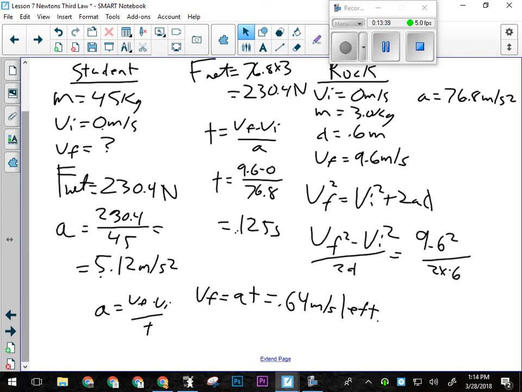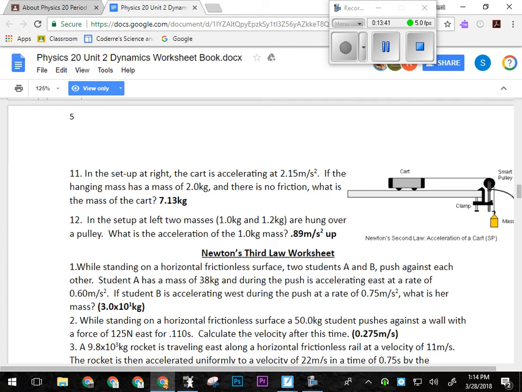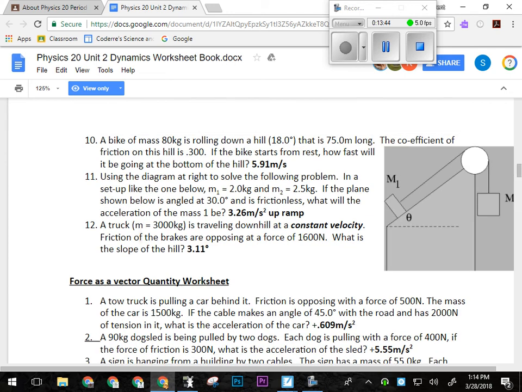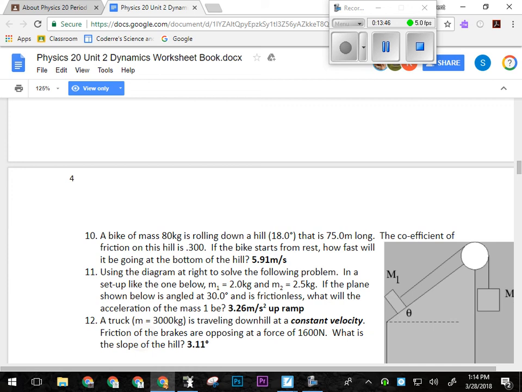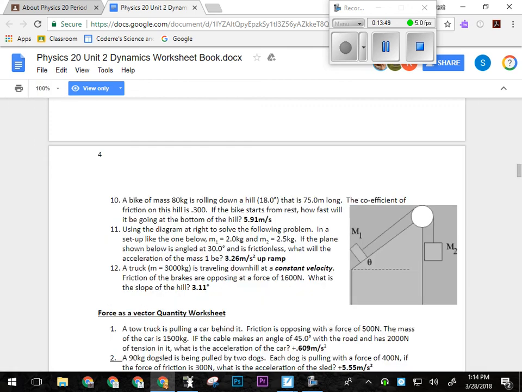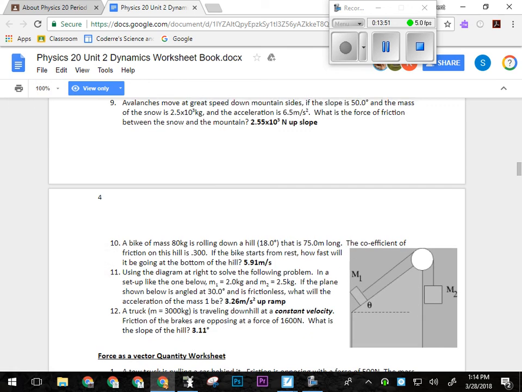All right, so back to the forces of vector quantity and inclined planes worksheet. These are the last few of the inclined planes. And to let you know, 11 and 12 have been on exams in the past. 11 was on a final exam, 12 was on the unit exam. Those are the kinds of questions that I would ask on a test. So definitely be looking at those.